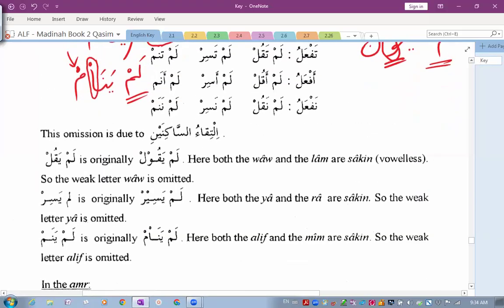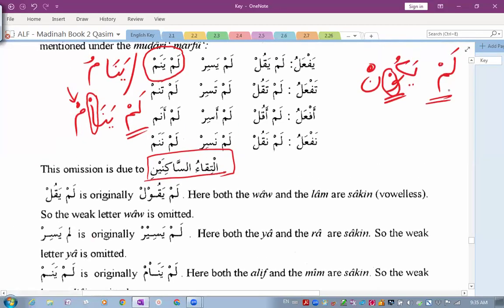Okay, so let's continue reading. So this omission is due to iltiqa'u sakinain. So as long as we know that because of iltiqa'u sakinain these changes are taking place, it's very easy and it's not very difficult. We can see that lam yakun became lam yakun.